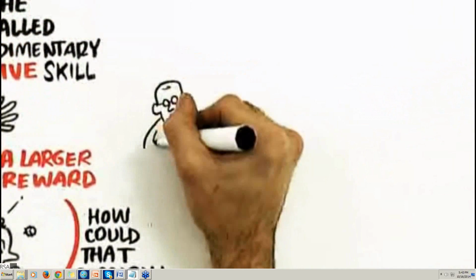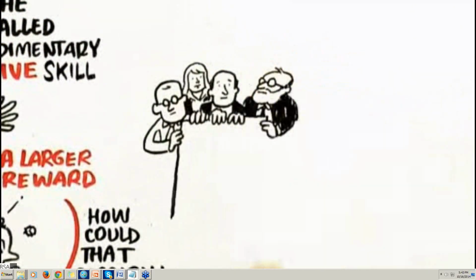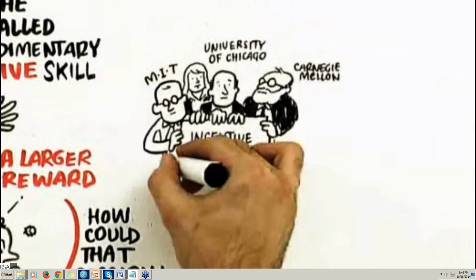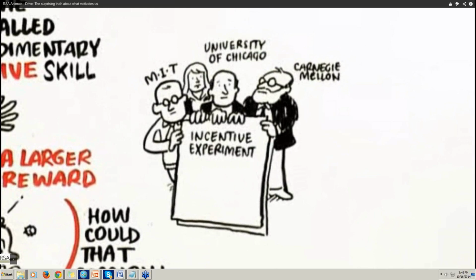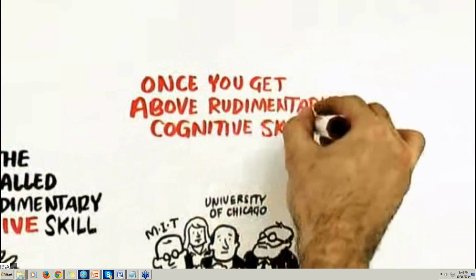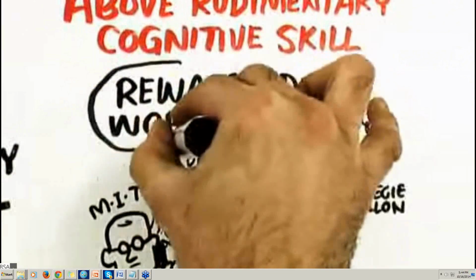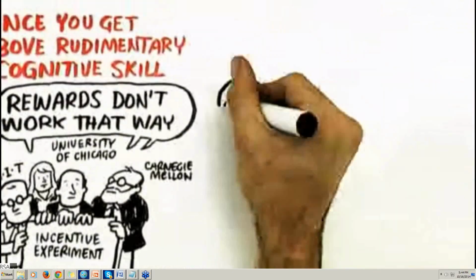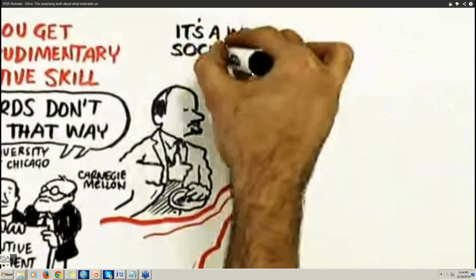What's interesting is that the people who did this research are all economists: two at MIT, one at the University of Chicago, one at Carnegie Mellon, the top tier of the economics profession. They're reaching a conclusion that seems contrary to what many of us learned in economics, which is that the higher the reward, the better the performance. They're saying that once you get above rudimentary cognitive skill, it's the other way around, which seems vaguely left-wing and socialist, doesn't it? A weird socialist conspiracy.